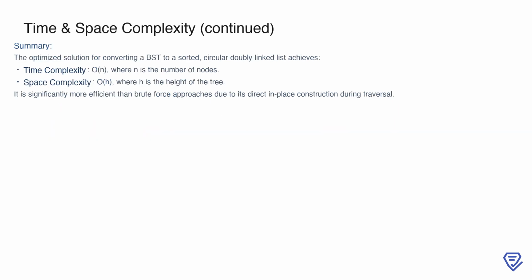To summarize, the optimized solution for converting a binary search tree into a sorted, circular doubly linked list achieves a time complexity of O(n), where n is the number of nodes, and a space complexity of O(h), where h is the height of the tree. This efficiency is due to the direct, in-place construction of the doubly linked list during the in-order traversal. Unlike brute force methods, which require additional storage and sorting, this approach minimizes both time and space usage, making it a highly effective solution for this problem.